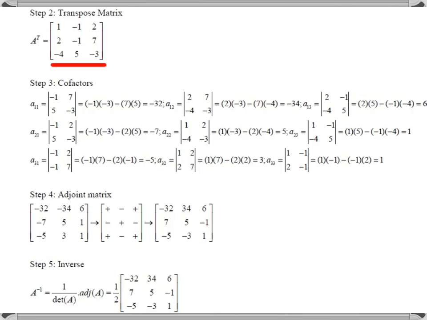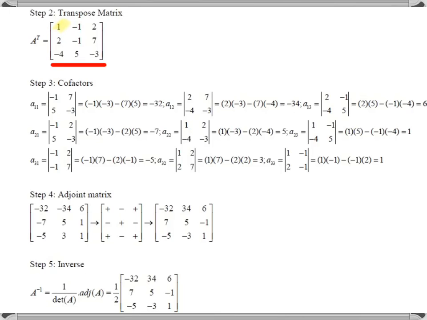And next we have to get what's called the cofactors. And the cofactor means there's actually 9 cofactors altogether. There's a cofactor for every term in the matrix, and for example, the first cofactor is A11, and A11 corresponds to the number 1 here.